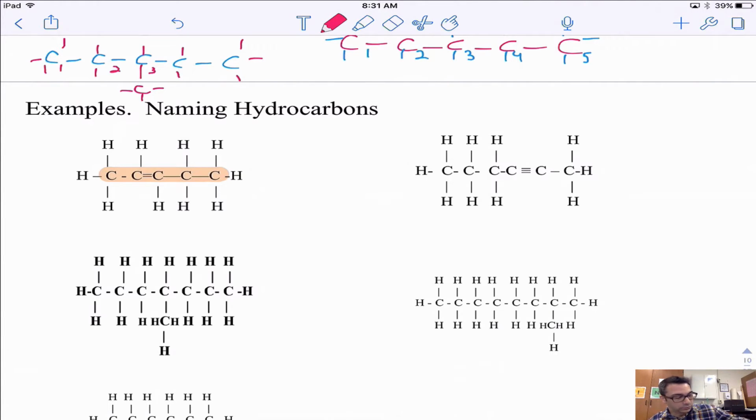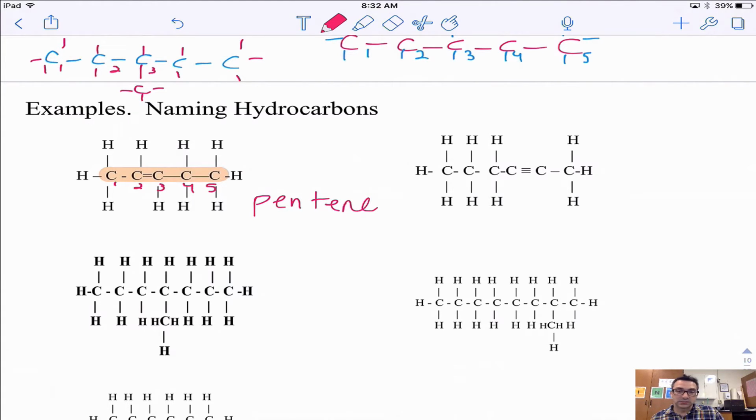So I count the total number of carbons, 1, 2, 3, 4, 5. I look in table P. Table P will tell me that this should be pent. I then look in table Q and see, oh, it's ene, because it has the double bond. So this would be pentene.